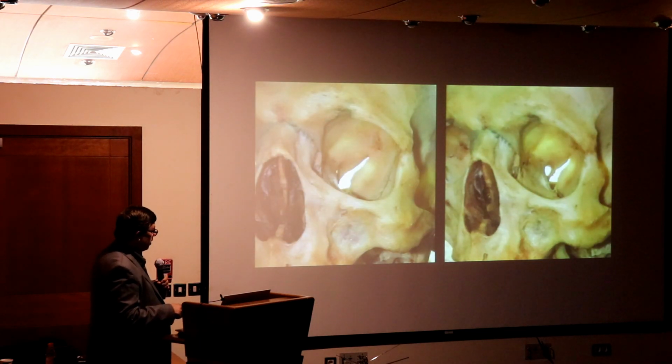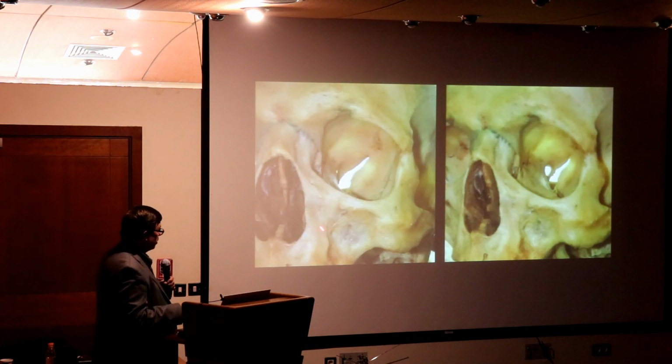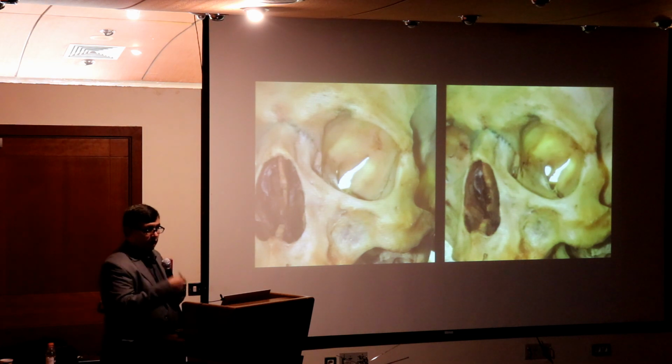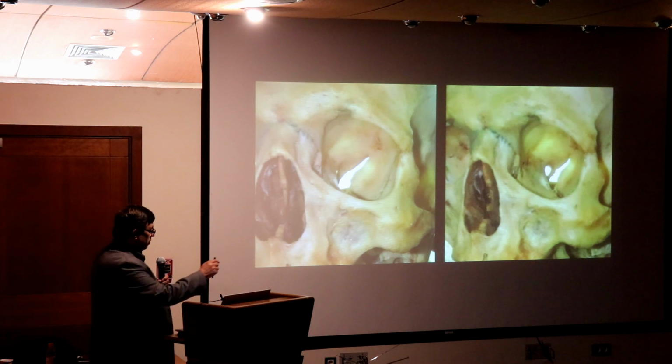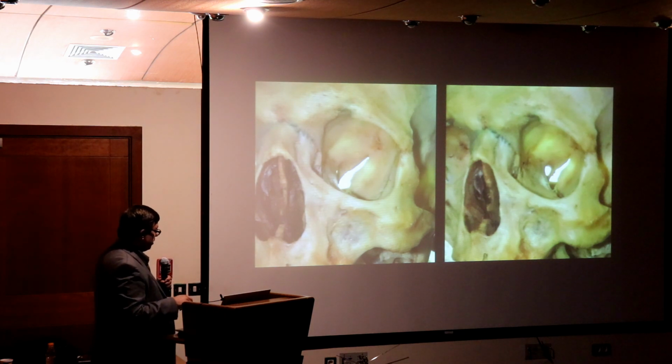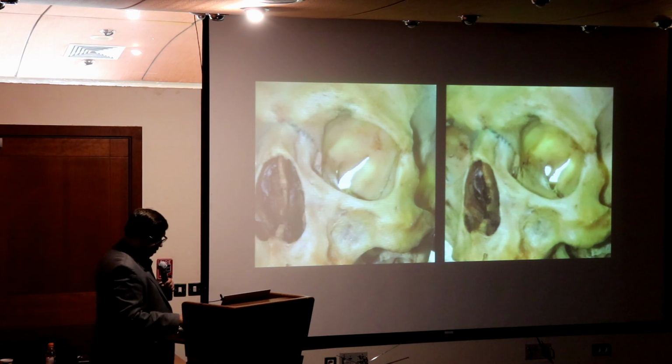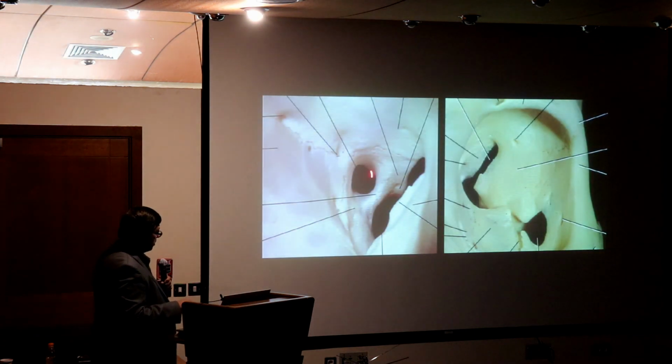And we are looking at the left orbit. Why am I concentrating on the left orbit? Because the case that we have has a left-sided orbital tumor, so I will concentrate on the anatomy of the left orbit. Here you can see the superior orbital fissure. You cannot see the optic canal here, so you have to rotate the skull so that you can see the optic canal and the superior orbital fissure. And here is the inferior orbital fissure.